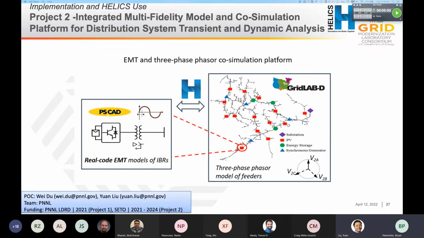Oh, for hardware simulation, in this one we don't have any hardware simulation. These two software tools are just connected with each other, and we use HELICS federates to implement that. And for the interfaces, we are now using the FFT to convert from the EMT to the phasor values. Oh, cool, excellent.